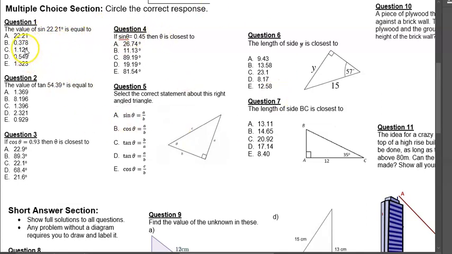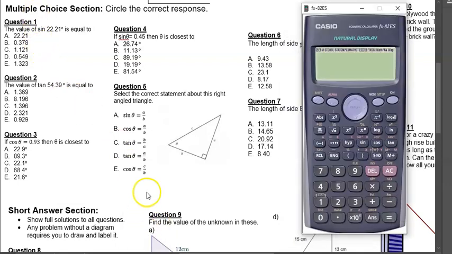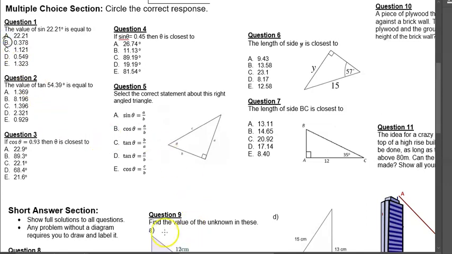First question, the value of sine 22.21 is equal to. This one, grab a calculator out, work out what the sine of 22.21 is. And here our ratio is 0.378. Looking for 0.378.